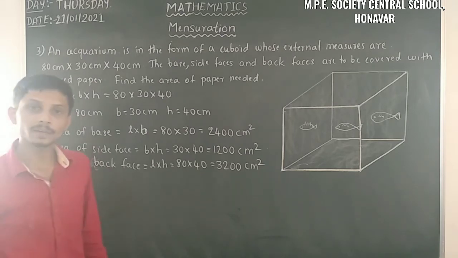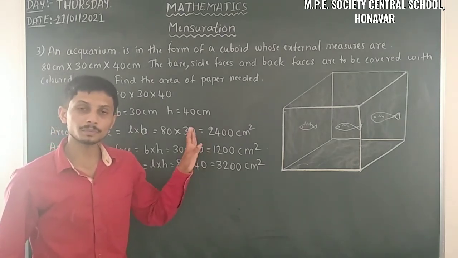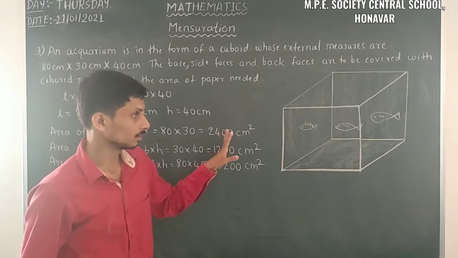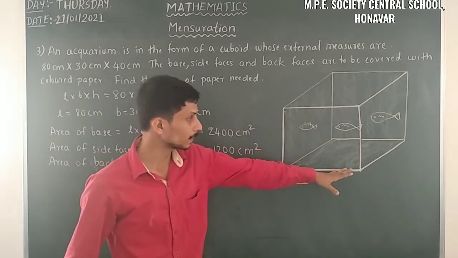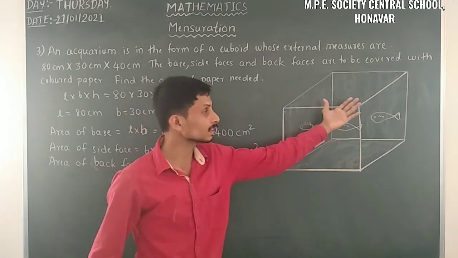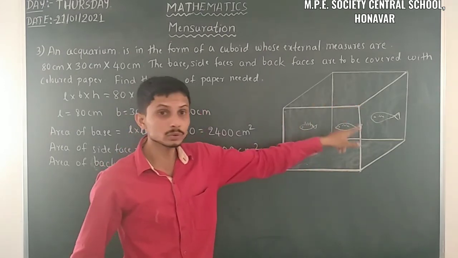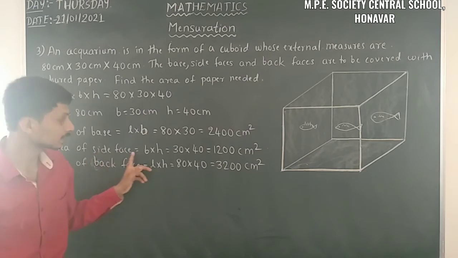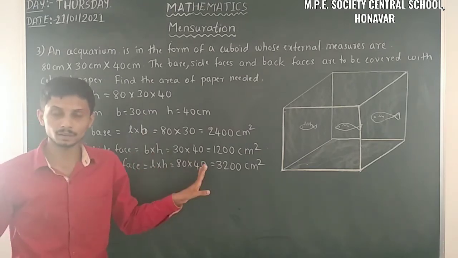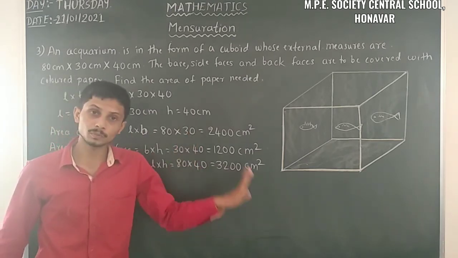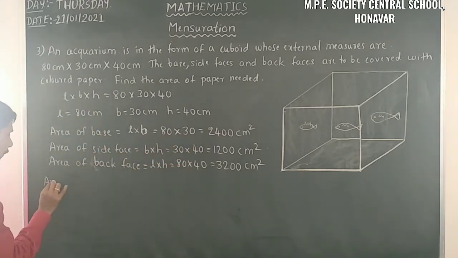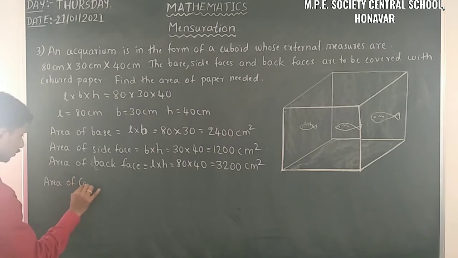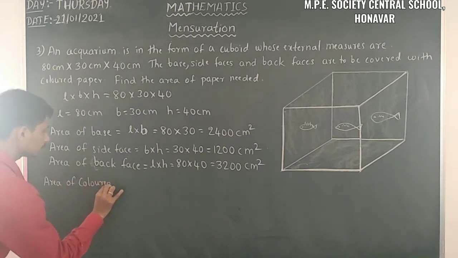And here we have to find out the area of the color paper needed. The color paper we have to paste on the base face, back face, and the two side faces. Here only one side face we found out, and here we have to take both the side faces. That is the area of colored paper.